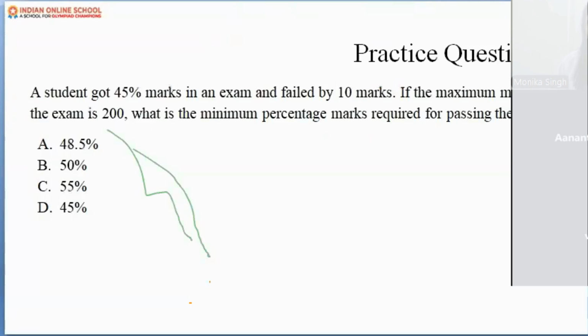The next question for you. A student got 45% marks in an exam and failed by 10 marks. If the maximum marks in the exam is 200, what is the minimum percentage marks required for passing the exam? I think this is a little bit tricky, so let me explain it, okay? A student got 45% marks in exam and failed by 10, and the total is 200. So what is 45% of 200?